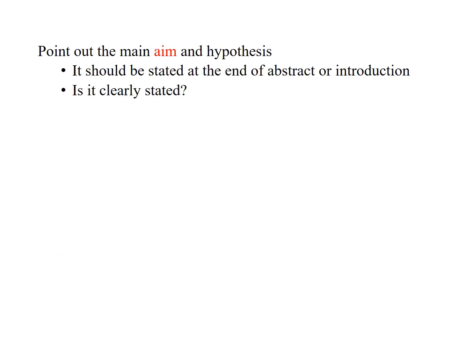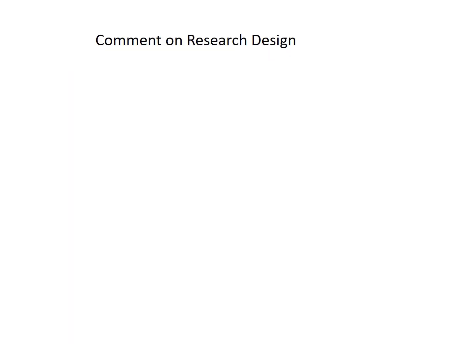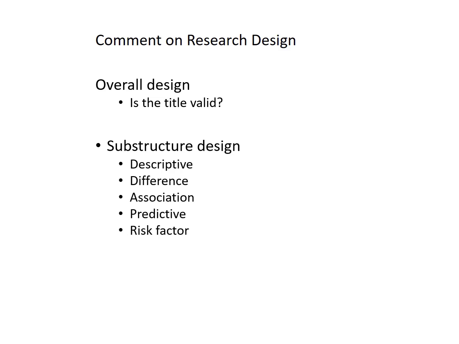You need to know what the main aim of this study is about. You need to know where to find it. It's normally at the end of the abstract or at the end of the discussion. So in terms of research design, there are two different levels. Number one is overall design. This is about the overall aim. Normally you can find this in the title, then that will lead to the detailed, it's called a substructure design.